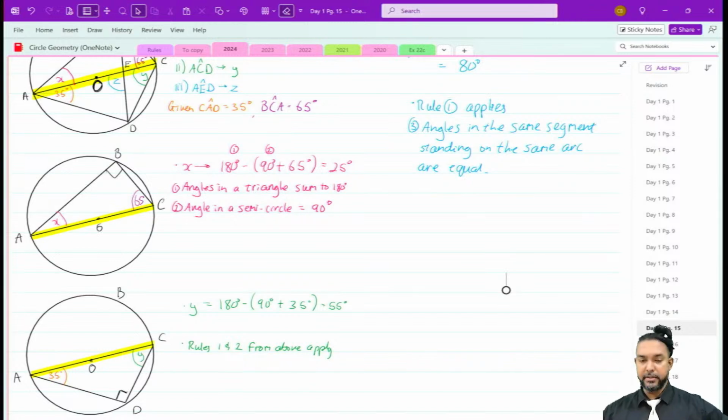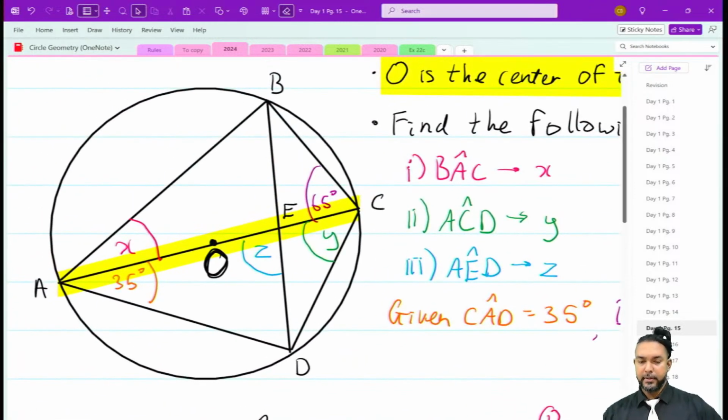Yes, we're finding the angles. We had some angles to find here, X, Y, and Z. So we're using the rules of circle theorem to help us to find those things. They could be a bit tricky to see sometimes, so we're learning how to do so.